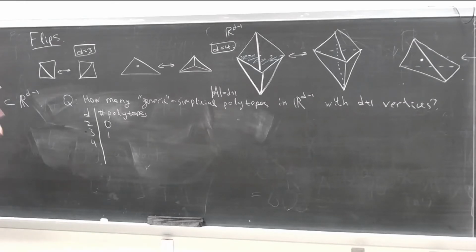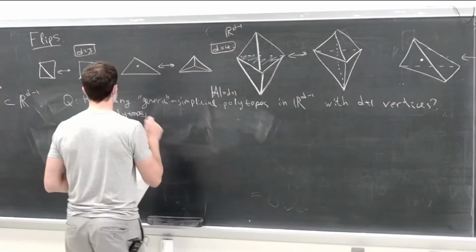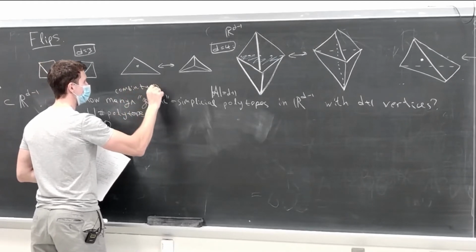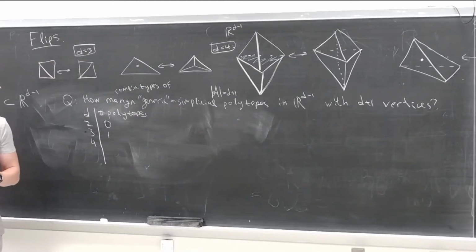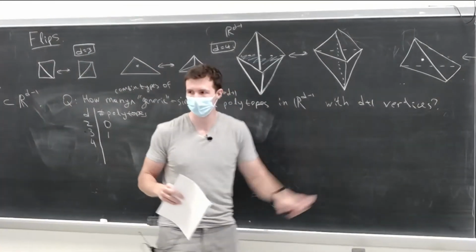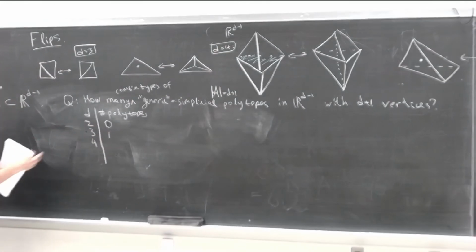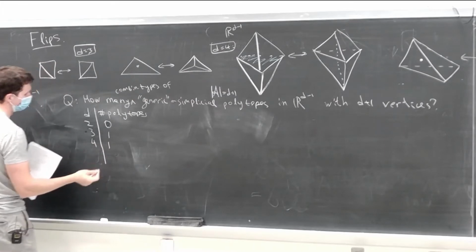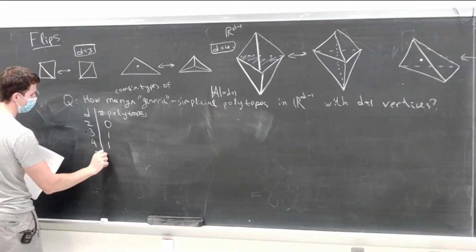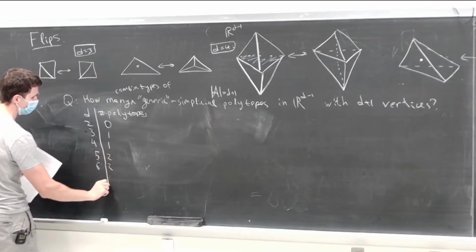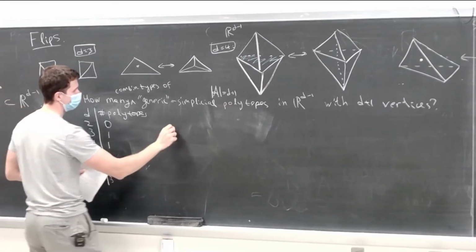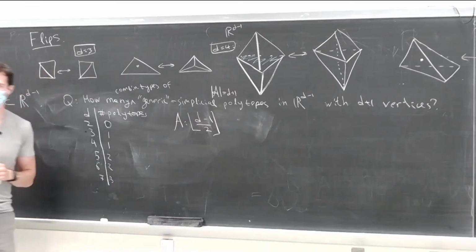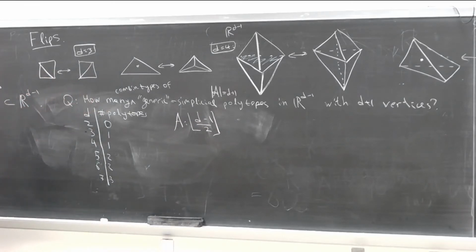Yeah, up to how many combinatorial types of simplicial polytopes in this dimension with this many vertices? That's the question. And actually the answer here is 0, and for d equals 4, that's the only polytope. The answer is 1. And for d equals 5, the answer is going to be 2, and etc. So the answer is floor of (d minus 1) over 2 different combinatorial types.